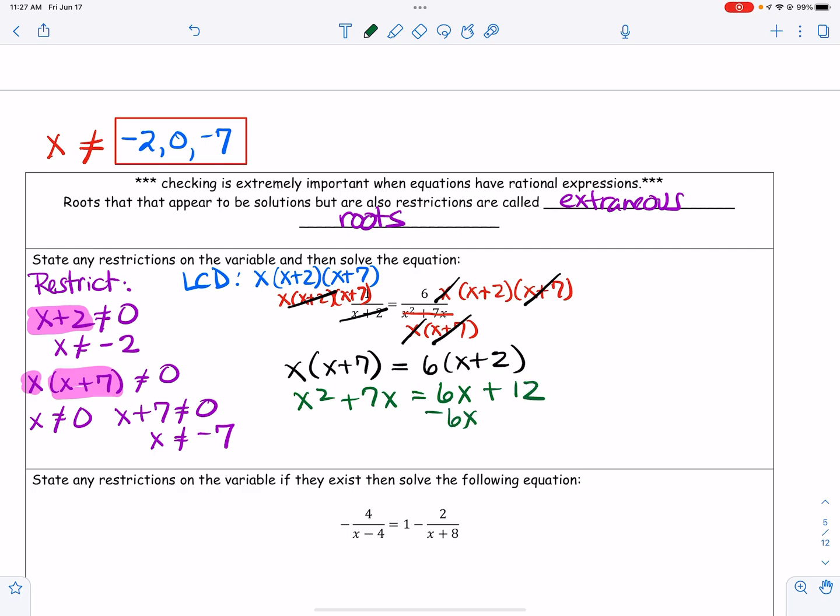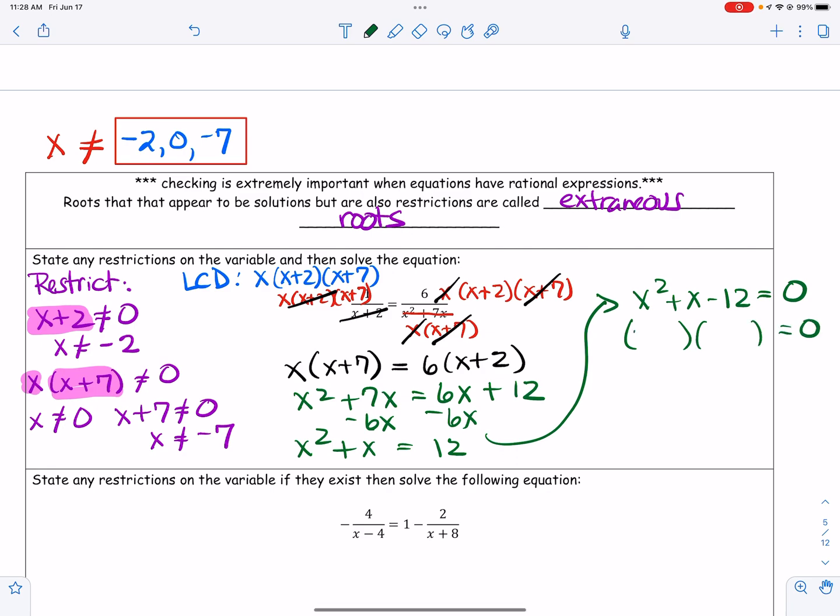It's a quadratic, so I need to subtract the terms on the right over to the terms on the left. So I get x squared plus x, and then let's go ahead and subtract the 12. So I'm going to come up here. So I get x squared plus x minus 12 is equal to 0. I have to factor it so that I find factors of negative 12 that make positive 1.